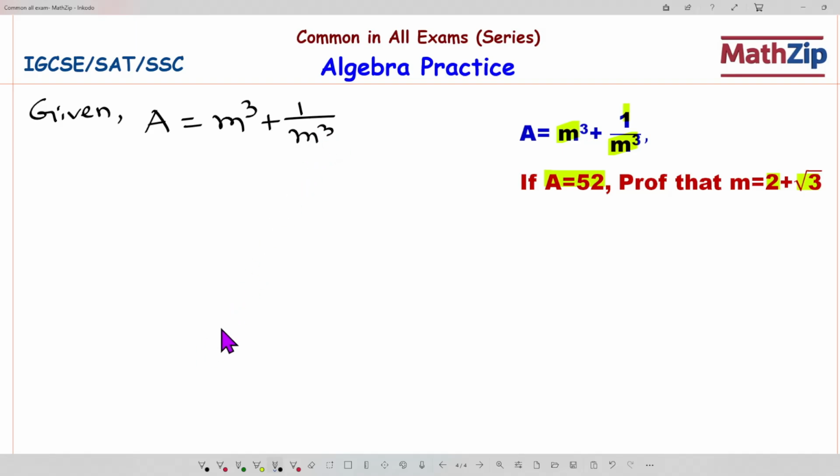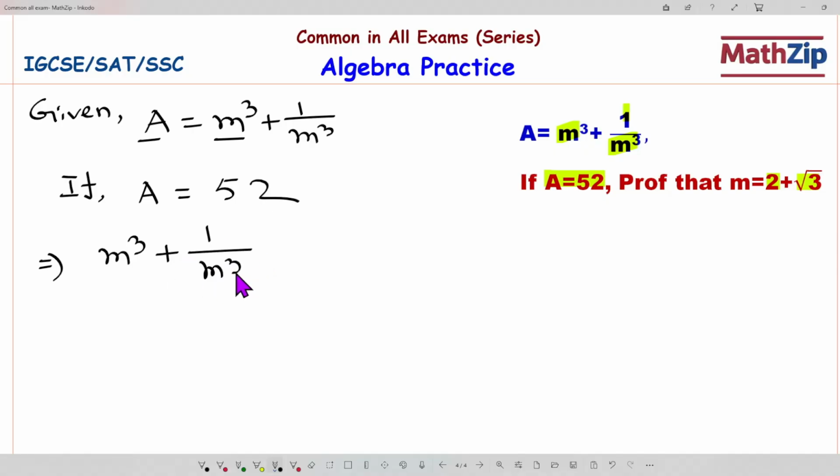Now look, if a equals 52, in this case we can write a also equals m cube plus 1 by m cube. So against this a we can write m cube plus 1 divided by m cube equals 52. Now we have to find out the value of m, and it should be 2 plus root 3. It means we have to prove that.